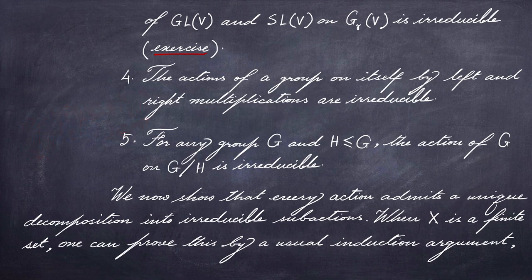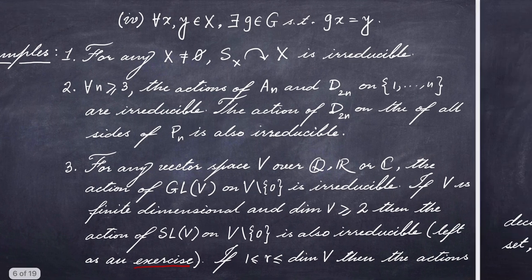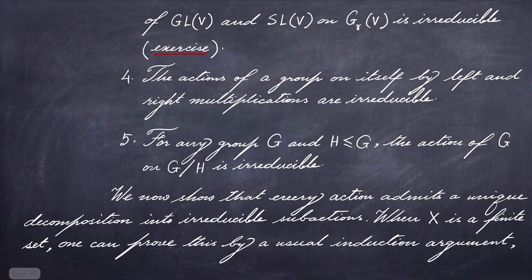Okay. And the action of G on the set of all left cosets of a given subgroup H, that's also irreducible. The proof of this is the same as that of irreducibility of actions of a group on itself by left multiplication. So these are the common and in fact easy examples. Later on, we will see many more examples of irreducible actions.